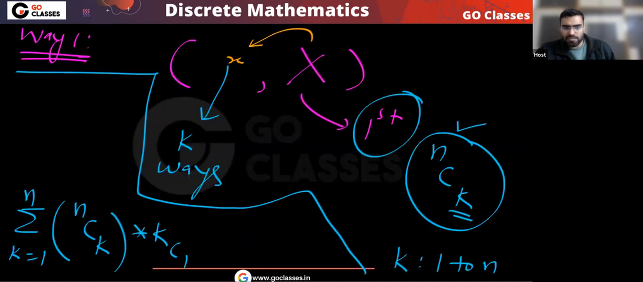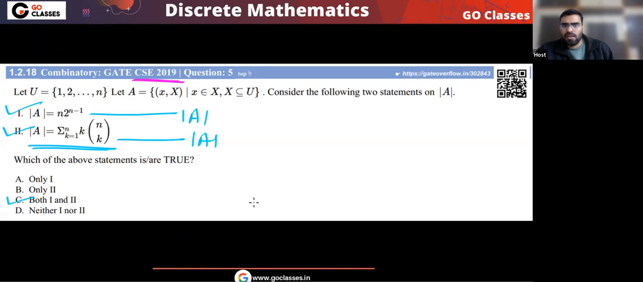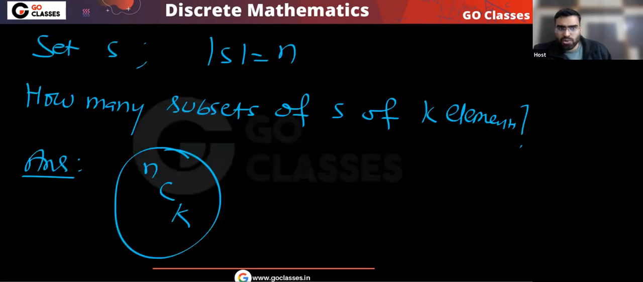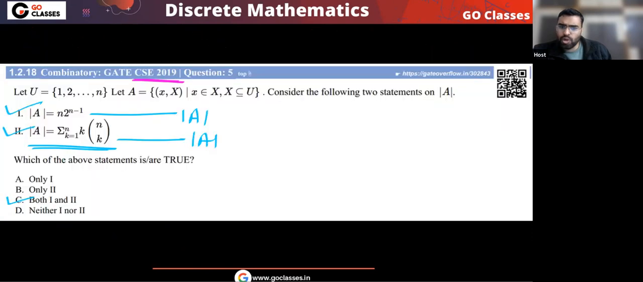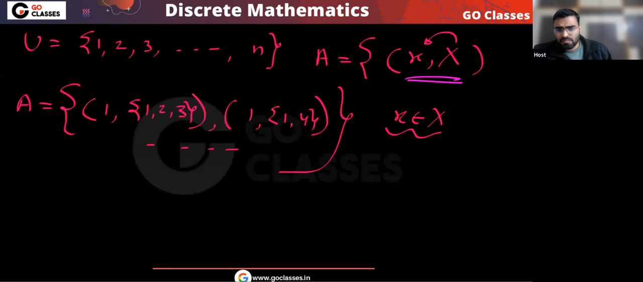In the GATE exam, this type of question has come multiple times. Anytime you see a question where they are writing the same thing in two different ways, you can always think about some story. And these three stories that I told you are the most popular. Most probably, one of these stories will work.